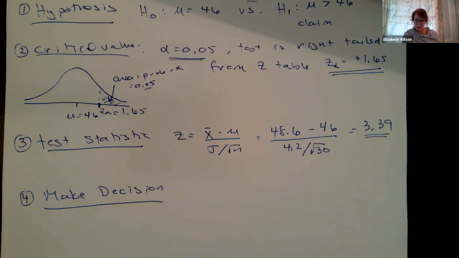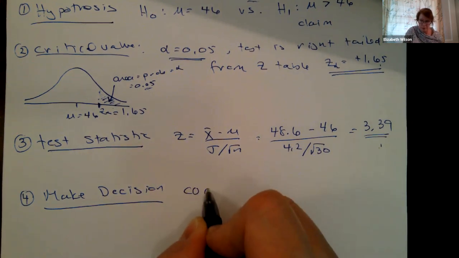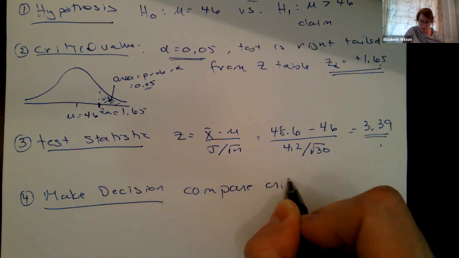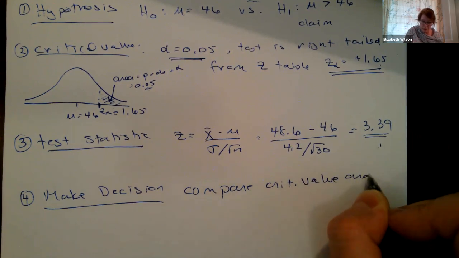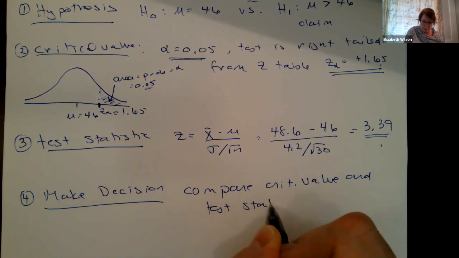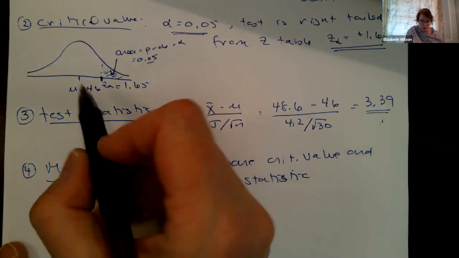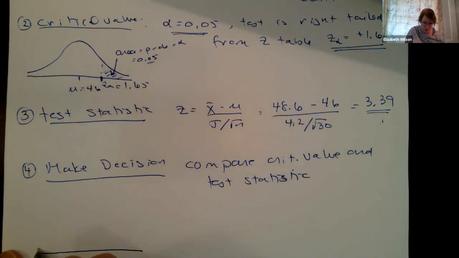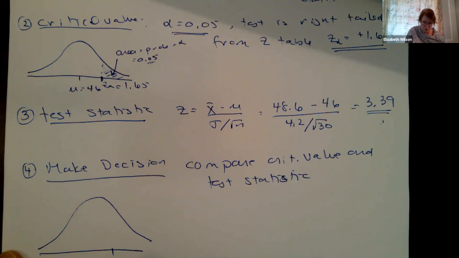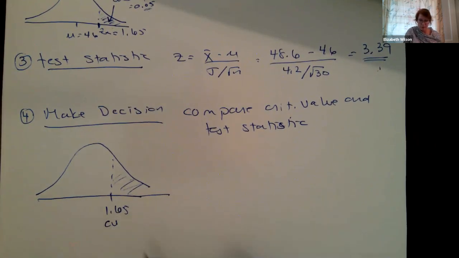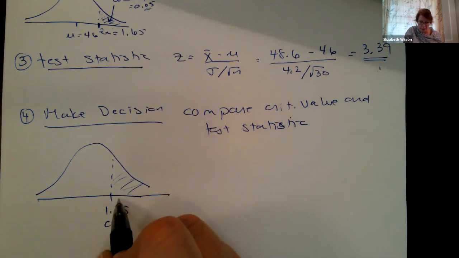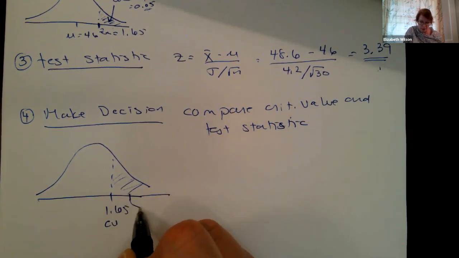Now I have to make a decision. My fourth step: I have to compare my critical value and my test statistic. We're dealing with the right-tailed test. Let's draw this out again. I'm just going to write 1.65 to define our critical region here. So here's my critical value. My test statistic is 3.39, and that puts it right about here, or even over here.